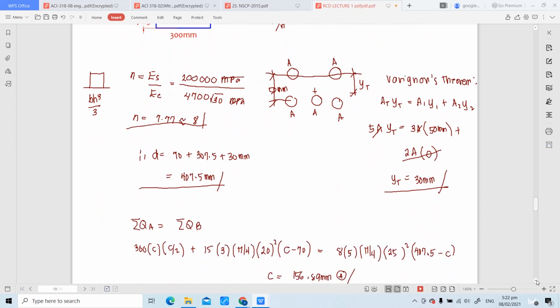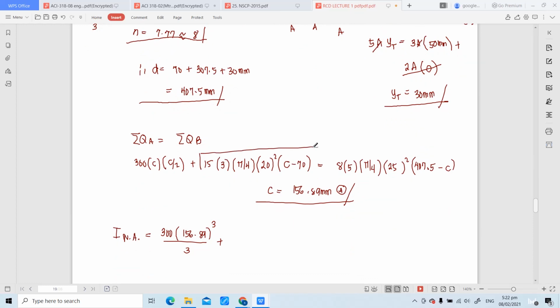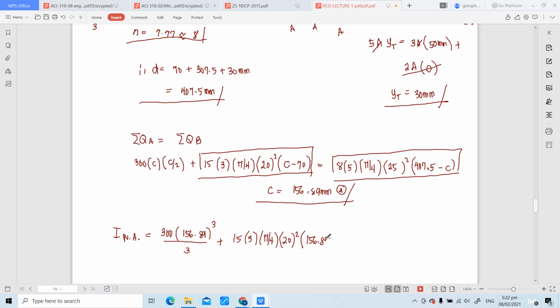That is always the formula. So you won't be confused, it is like taking a moment of area, like that for the compression steel and like this for the tension steel. Except the last term is squared: C minus 70 is squared, and 407.5 minus C is squared. So just copy as is. That is plus 15 times 3 times pi over 4 times 20 quantity squared, C minus 70, that is 156.89 minus 70 raised to 2, plus this term, with the last term also squared: 8 multiplied by 5 multiplied by pi over 4 multiplied by 25 squared multiplied by 407.5 minus C, 156.89, quantity squared.